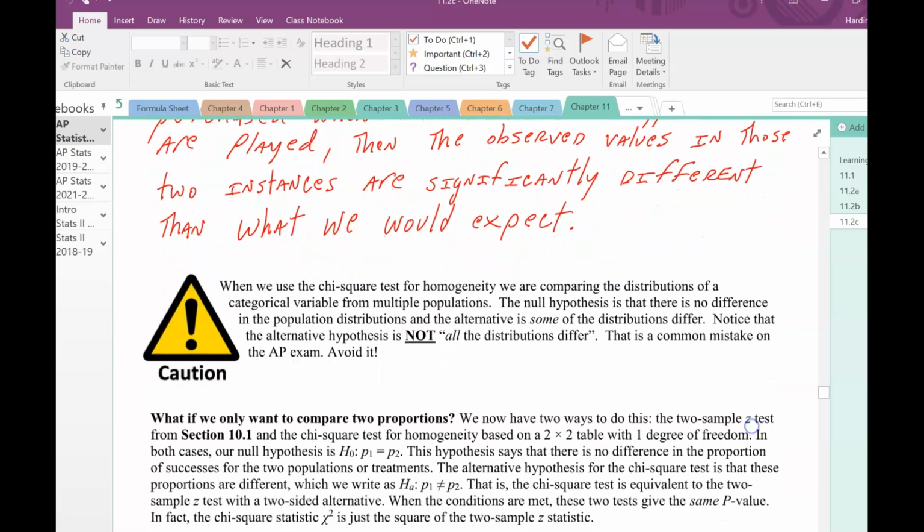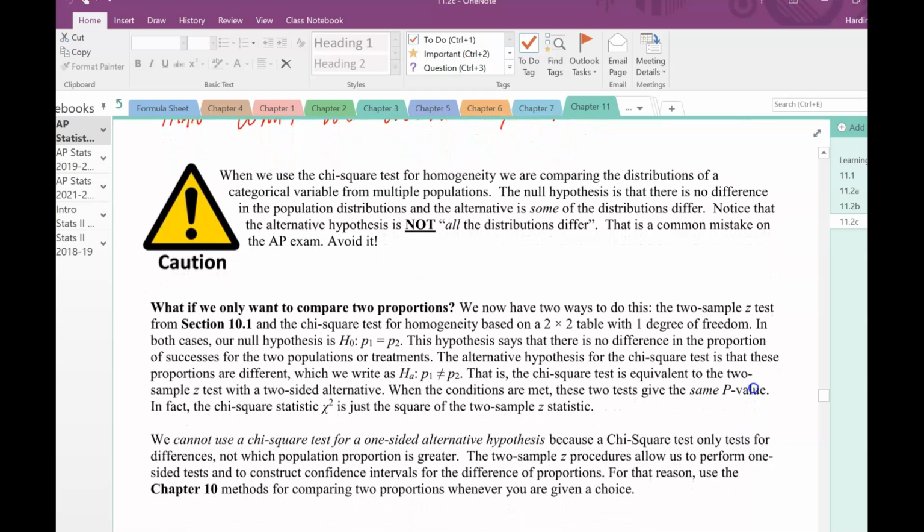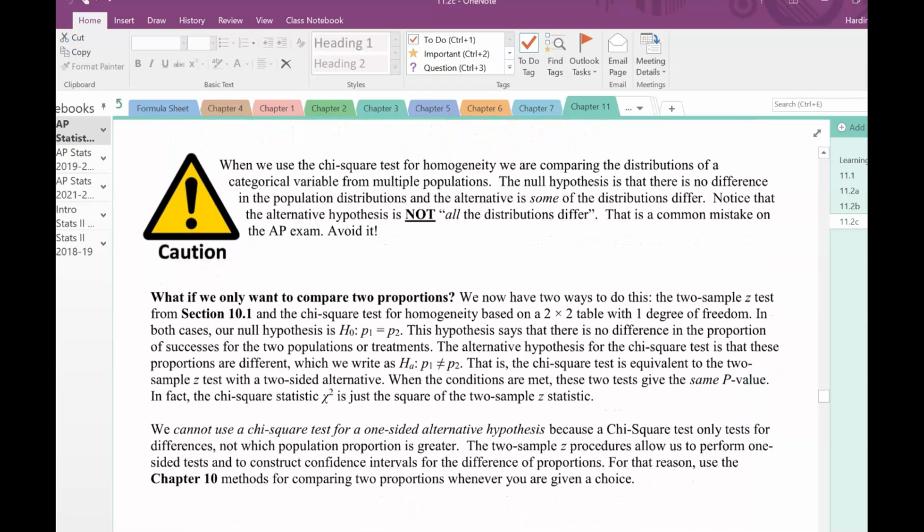Underneath this, there is just a word of caution there. When we are doing this test for homogeneity, the null hypothesis is always that there's no difference in the population distribution. And the alternative hypothesis is just that something is different. You don't want to state there that all of the cells are different or all the observed values are different. So we're not going to say all the distributions differ. It's just that some differ. This is actually a common mistake on the exam, so just keep an eye out for that. Don't say that all of them are different, just that some of them are different. Some of these proportions are not the same.